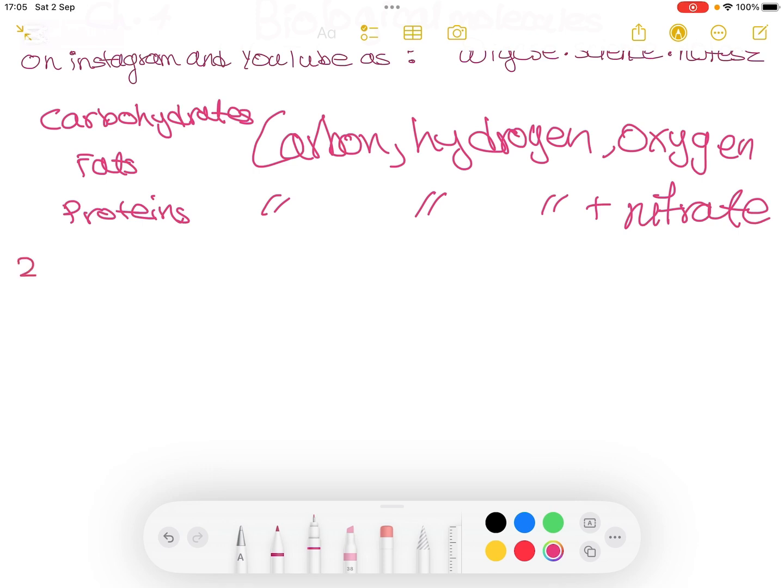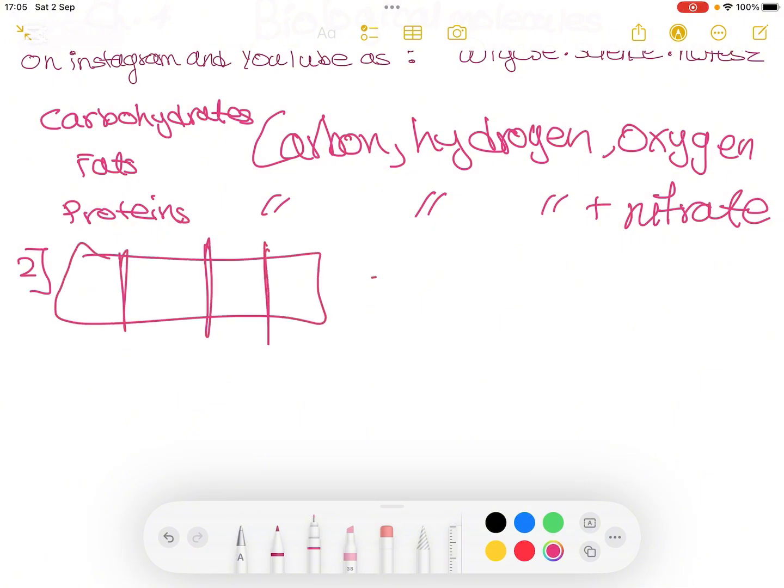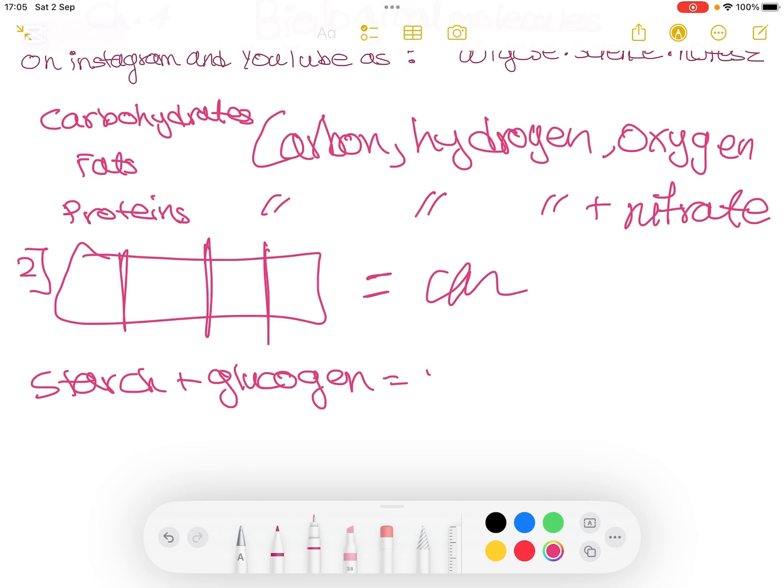Now we get to state that large molecules are made from smaller ones. So basically, large molecules are actually made from smaller ones. For example, for carbohydrates, starch and glycogen are made up from glucose. Cellulose is also made from glucose.